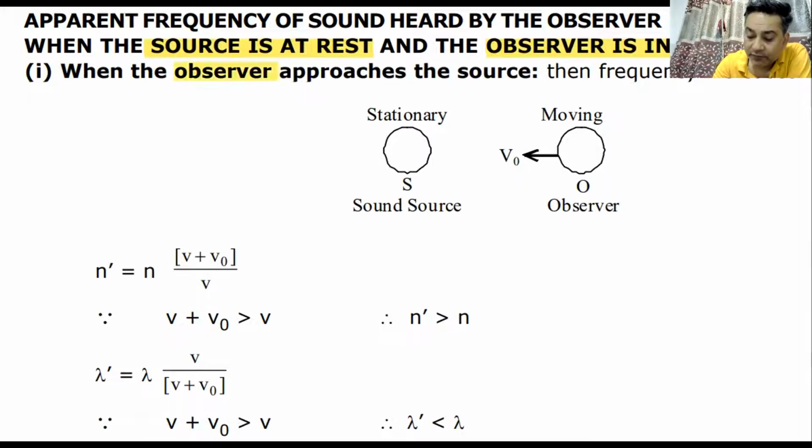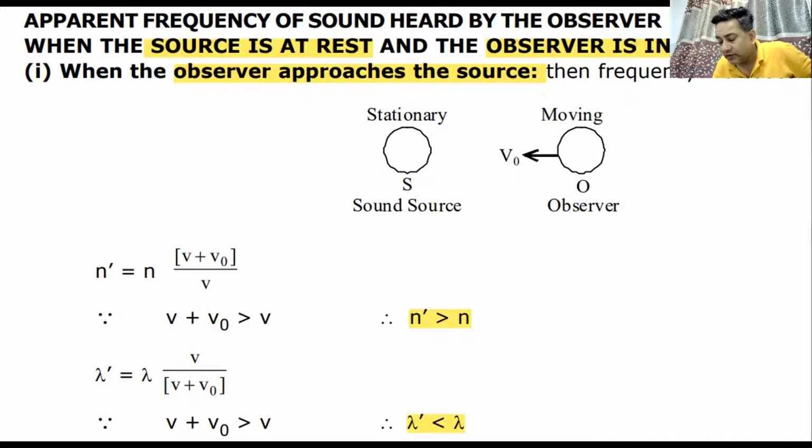Case number 1, the observer approaches the source. The observer is coming nearer to the source. In this case, the frequency that you will hear will be more than the frequency of the source. Similar to when the source was moving towards the observer, when the observer is moving towards the source, the frequency is more and the wavelength is less. Do we understand this? Please raise your hands and let me know.